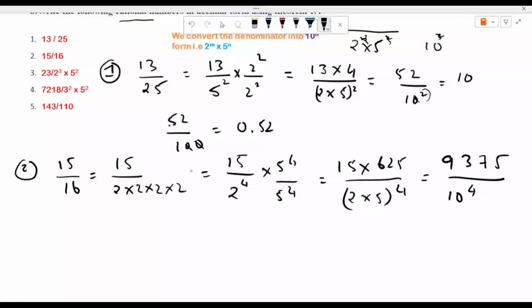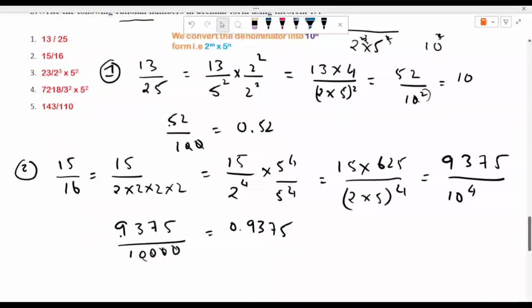It means I have to write how many zeros in the denominator? 4 zeros. So 9375 divided by 4 zeros. 1, 2, 3, 4. I have to cut after 4 digits. 1, 2, 3, 4. Yeah, here. So what is the answer? 0.9375.